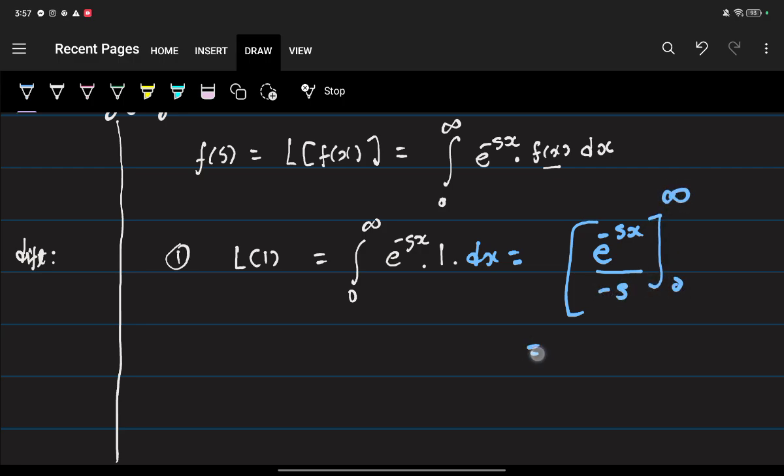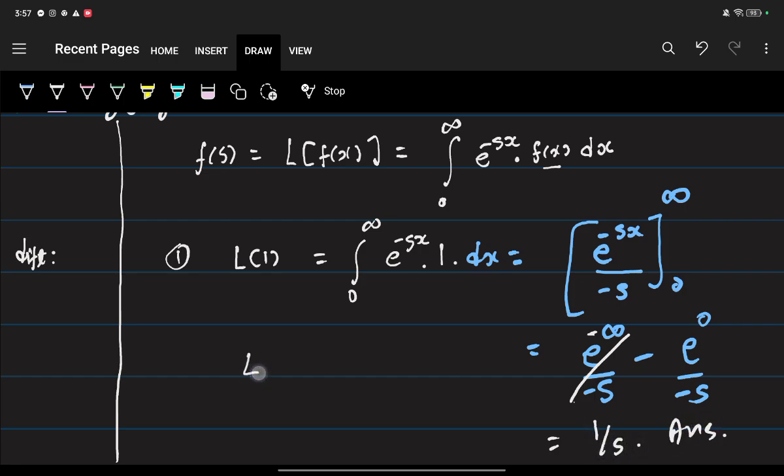So you will get e raised to minus infinity divided by minus s, minus e raised to 0 divided by minus s. Now e raised to minus infinity is 0, so we get 1 by s as our answer. So always remember, the Laplace transform of the number 1 is 1 by s.